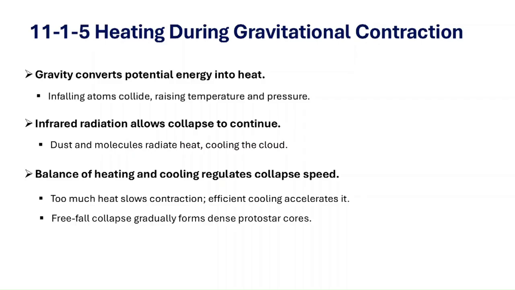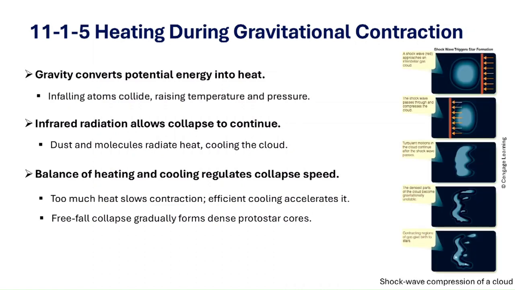And during this free fall collapse, dense protostar cores gradually form inside the cloud, setting the foundation for a future star. So the cloud is not just falling inward, it's actually converting gravity into heat, radiating energy, and forming the first dense centers of a protostar. Now, even though we have shown this figure before, here you can imagine the same sequence. Compressed gas starts heating as it falls inward, infrared cooling lets it continue contracting, and dense cores gradually appear inside the cloud.